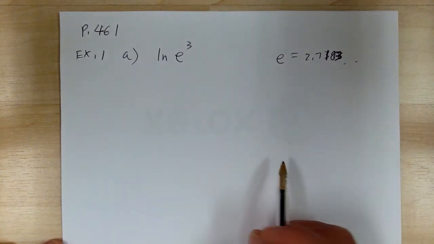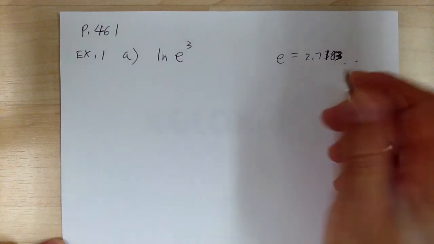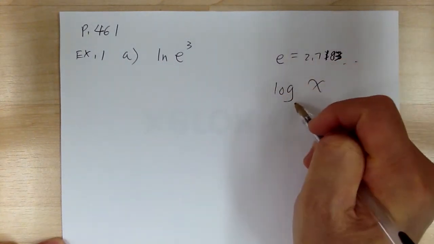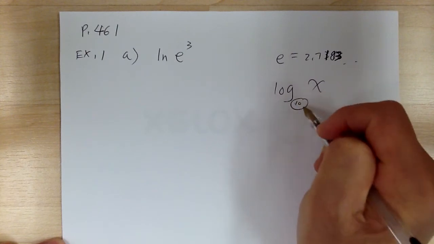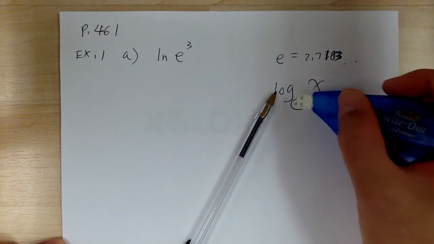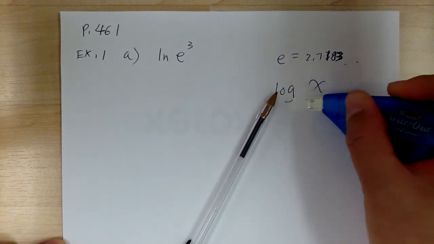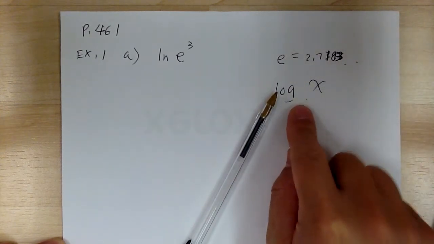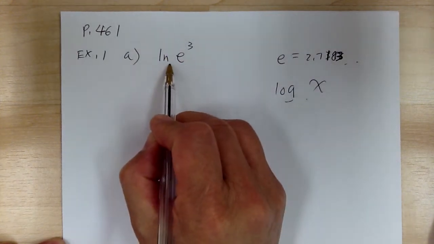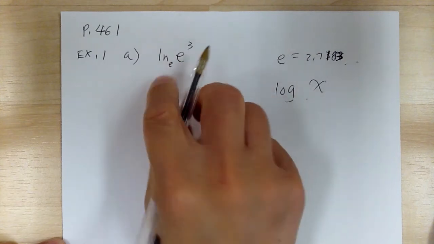Now, just like when you have log of x, there's an invisible base 10 there. Since it's so common, by default you don't see it. So when you see log without anything, that's base 10. When you see ln, there's an invisible base e that you don't see.